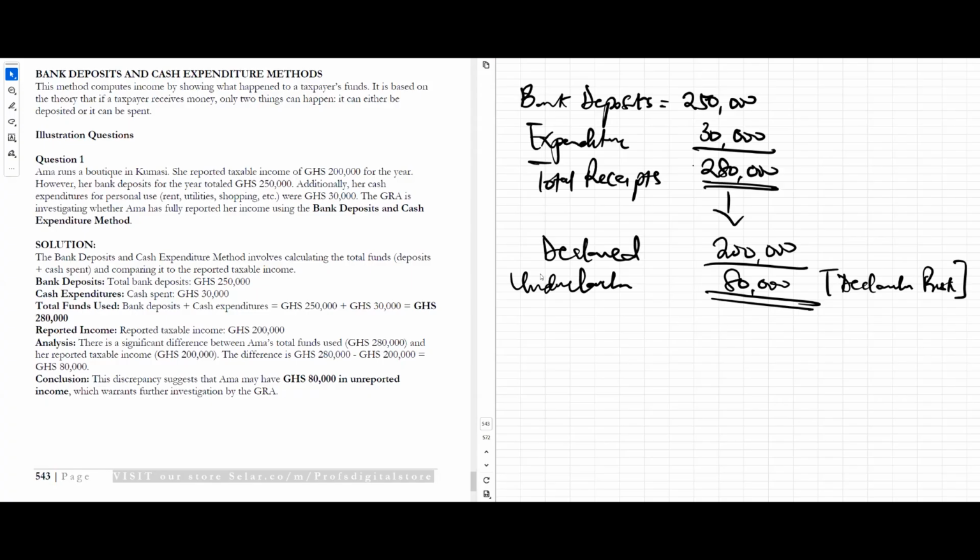So now you understand the difference between the two methods. Now I want somebody to explain the bank deposit and expenditure methods to me, and then we proceed. So bank deposit and expenditure method. What does the method mean?